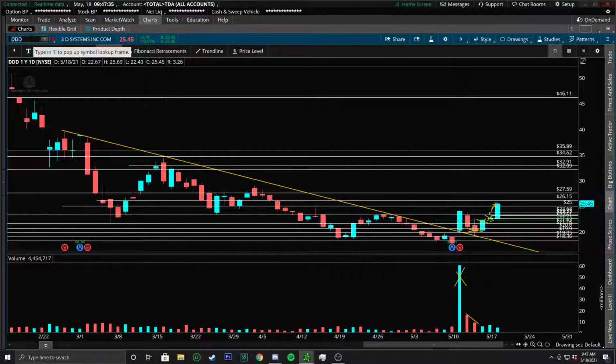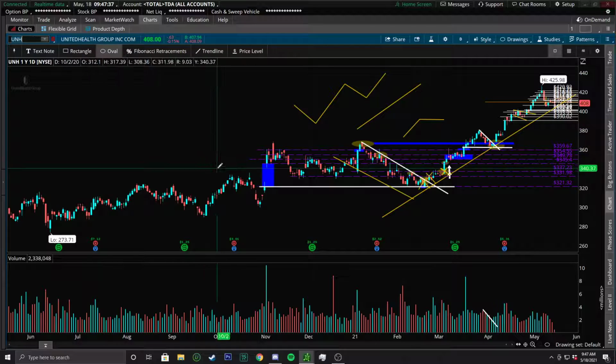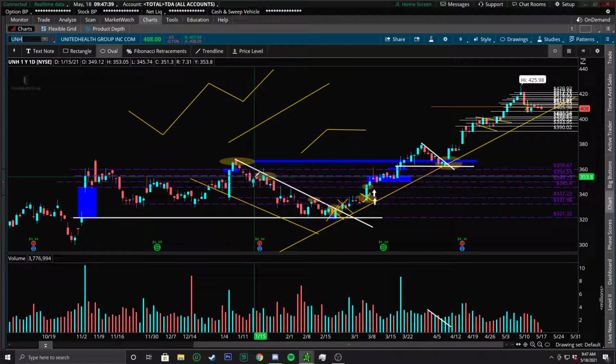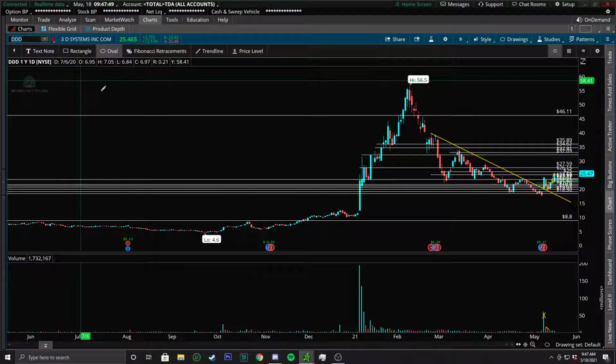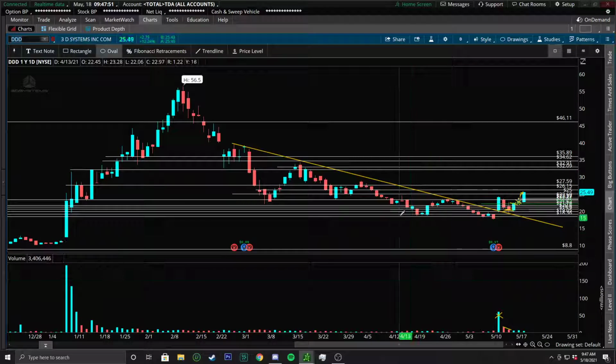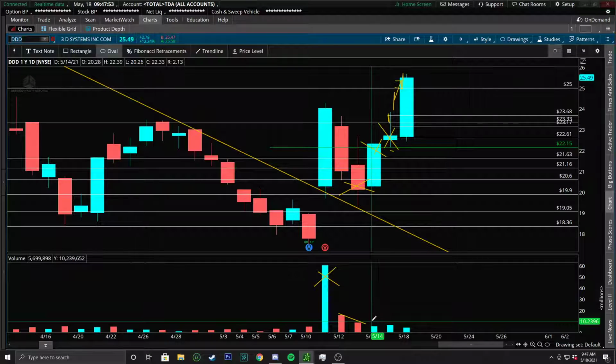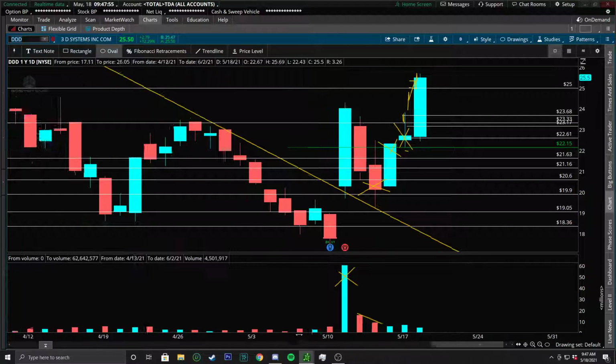Do you know another ticker that ended up doing the same exact thing? UNH. When UNH was in this downtrend play, look where it started from. It's in the same scenario as DDD, and look where UNH is up now. It's up at new highs and all of its new levels. So what are we getting here? The same exact thing.